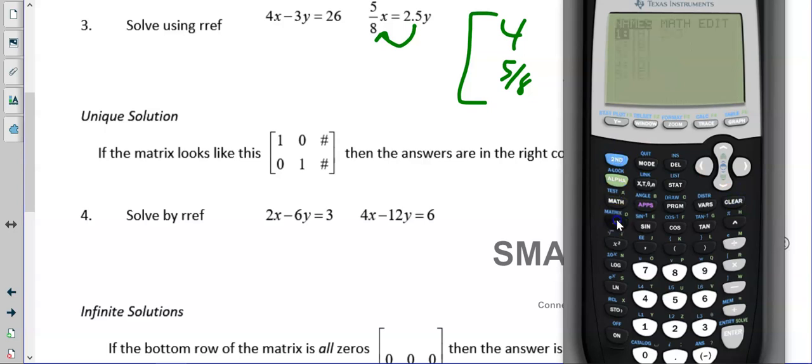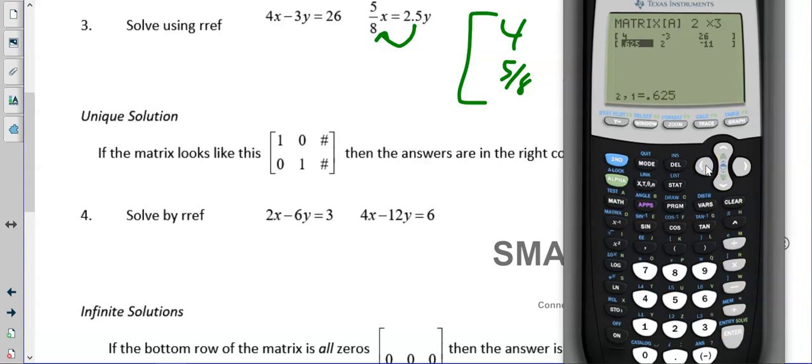I go to matrix, go over to edit, enter. It's still 2 by 3. I'm going to put in these numbers. 4, negative 3, 26. Now the fraction. There's 2 ways to do this. You can literally just type in 5 divided by 8. Now it's going to turn it into a decimal, but that's fine.